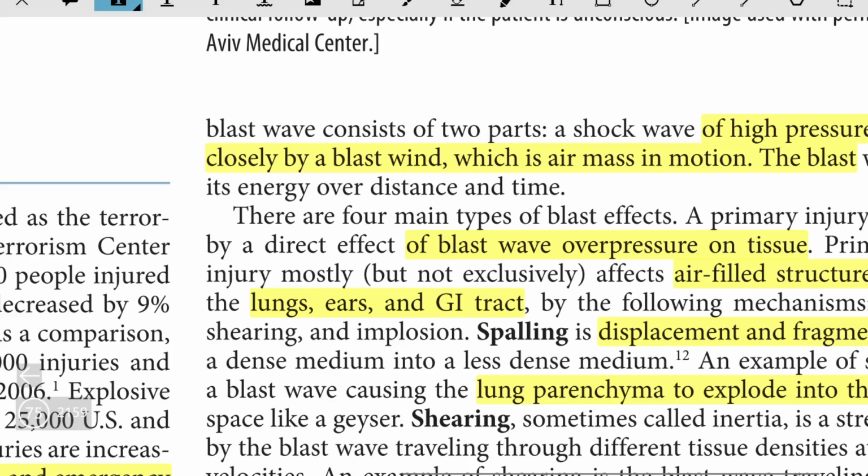Spalling is a displacement and fragmentation of a dense medium into a less dense medium. An example of it is in the lung parenchyma, where the blast wave causes the lung parenchyma to explode into an alveolar space like a geyser.